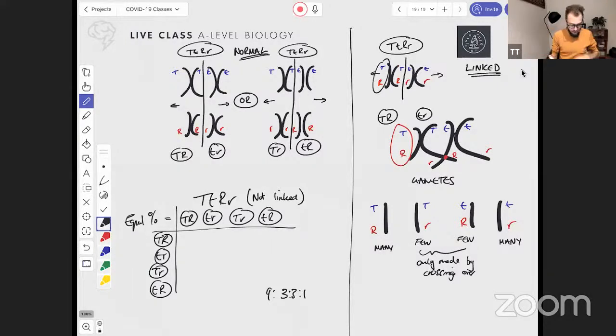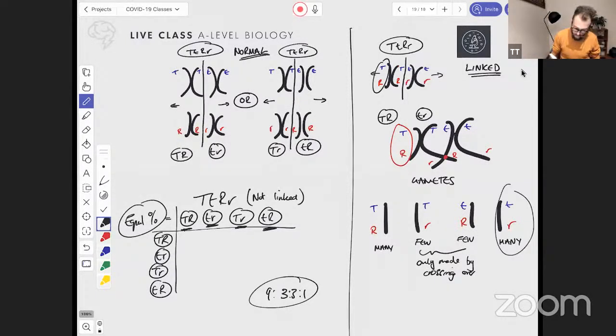it's not equal numbers. Here we've got equal numbers, and therefore we end up basically multiplying them out equally. You've got equal numbers and you get the 9 to 3 to 3 to 1, but that assumes you have equal numbers of big T, big R, little t, little r, big T, little r. You have equal numbers of each, but we don't have that scenario if they're linked. You're probably going to have something like, I don't know, 45% this, 45% this, and then what have we got left over? We're at 90, so then 5% might have this and 5% like this. So it's nowhere near equal.